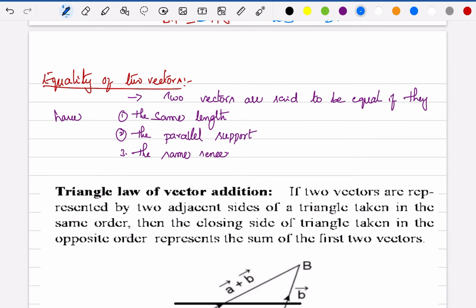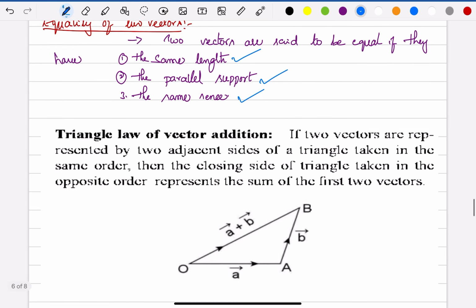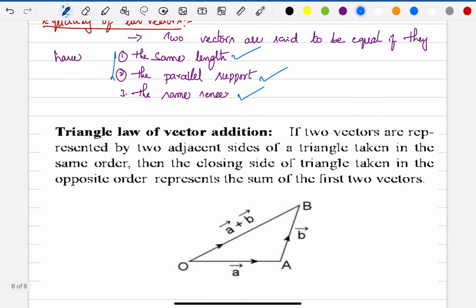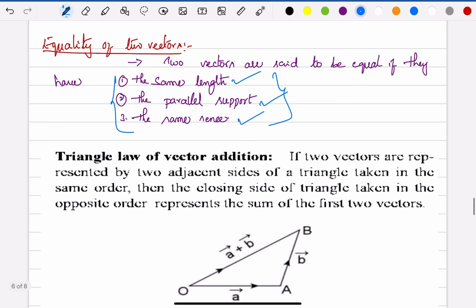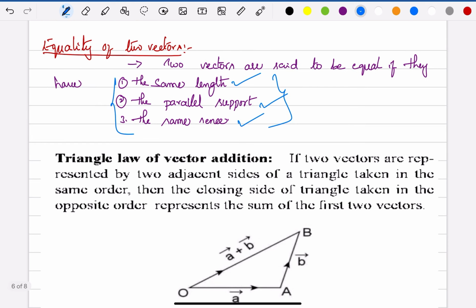Equality of two vectors. Two vectors are said to be equal if they have the same length, meaning the same magnitude, are parallel support, and have the same sense, the same direction. If it satisfies these three conditions, we can say that the given vectors are equal vectors.